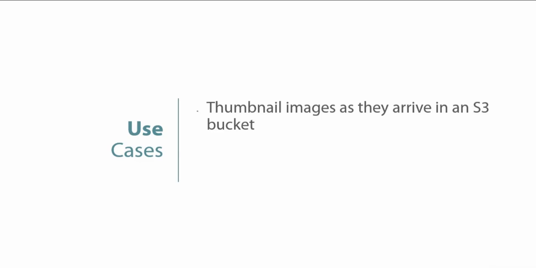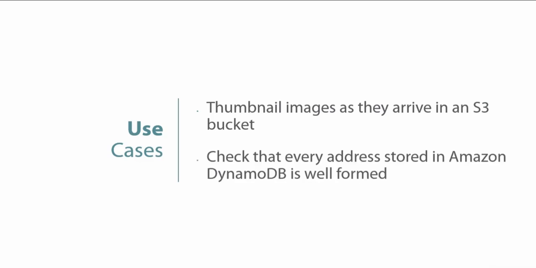So if you have a photo sharing website and what you want to do is as soon as an image is added to an S3 bucket, you want to be able to create a thumbnail out of it. Not too complicated, right? You could probably do that today. And that's one example, right? One use case. Another use case is that maybe you have an application that stores addresses in Amazon DynamoDB. Well, maybe you want to check every time a new address is added if that particular address is well formed. Again, very simple use cases. Now, we can do these today.